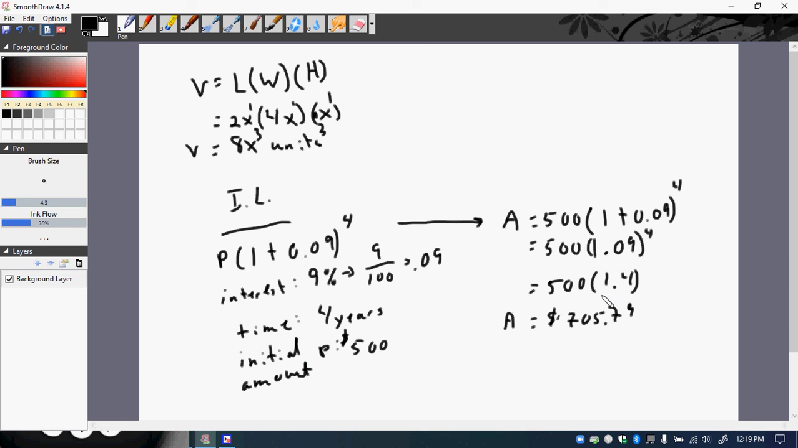That's kind of neat, because if you think about it, if I subtract out the 500 that I started with, I get $205.79. I didn't do any work for this. I just invested, I put it in, and I get this much money after 4 years doing absolutely nothing. That's not too bad. I know I'm not going to get rich off of it, but at least I made some money. I didn't lose anything.